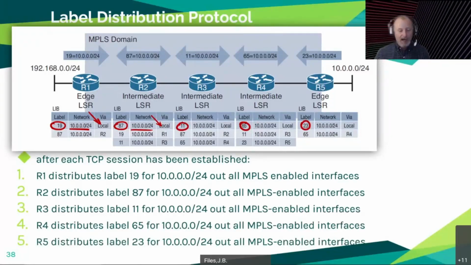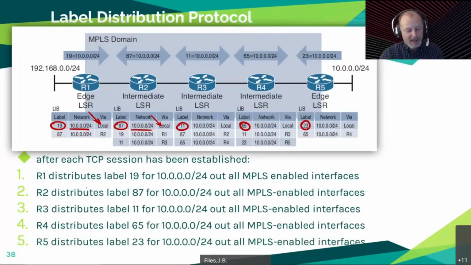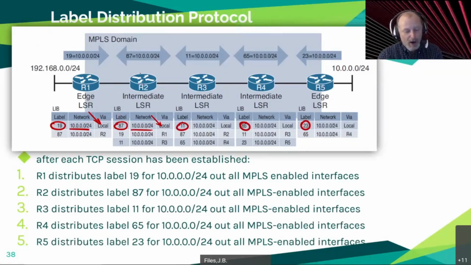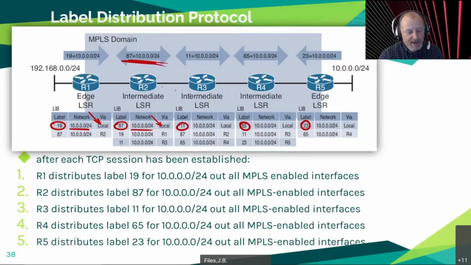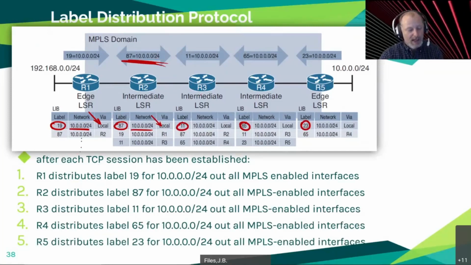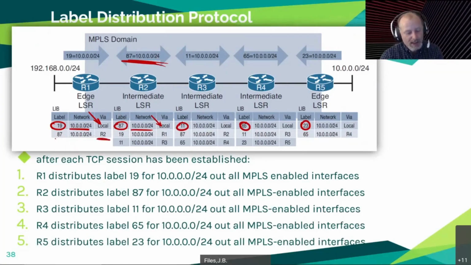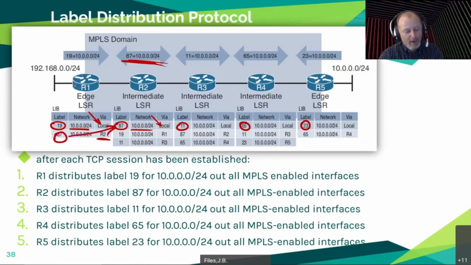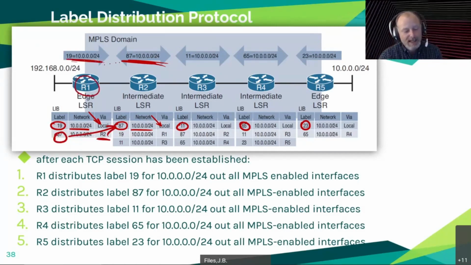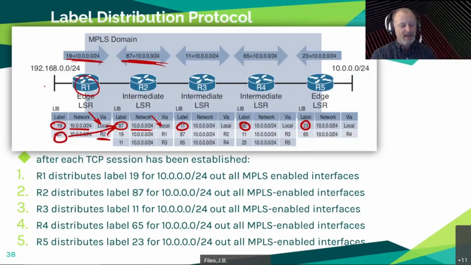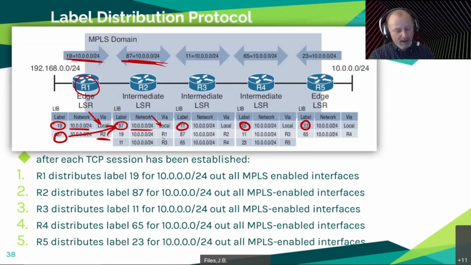So now they need to advertise that, right? R2 advertises 87 belonging to the 10 dot network. So now R1 knows if it needs to send that to R2, it needs to label it as 87. Whereas R1 advertised 19, so that if R2 were to send a packet to the 10 dot network via R1, it would have to label it as 19.